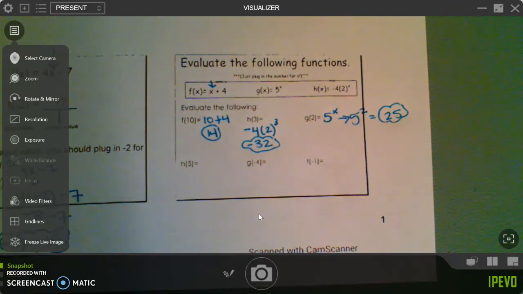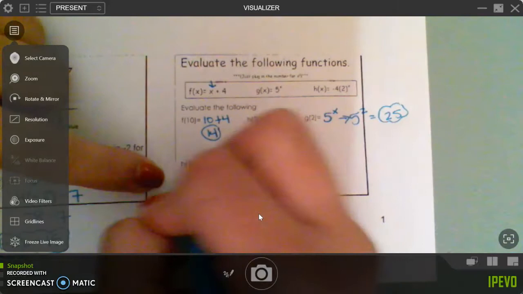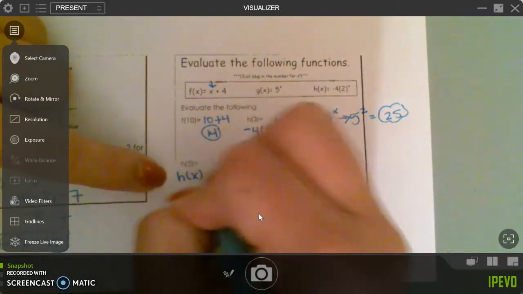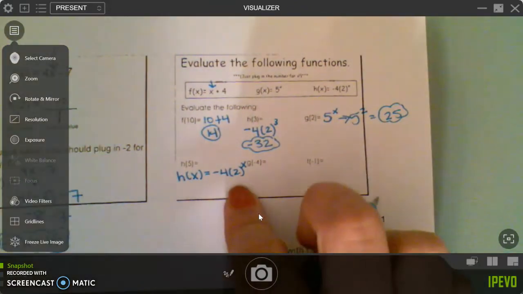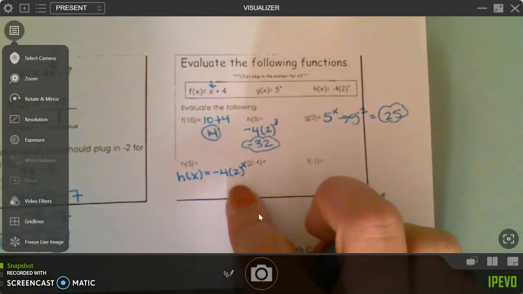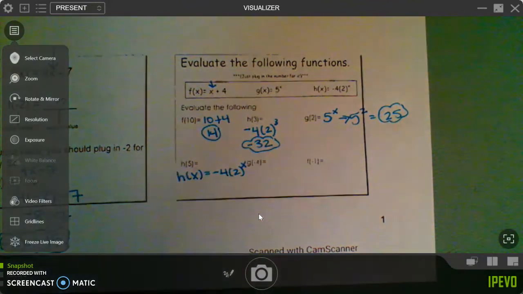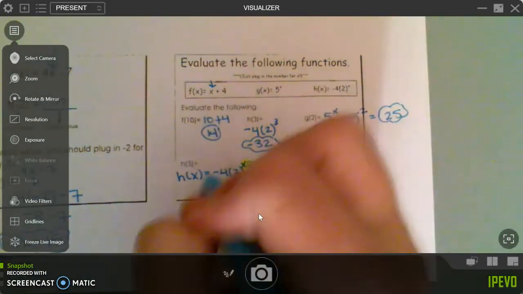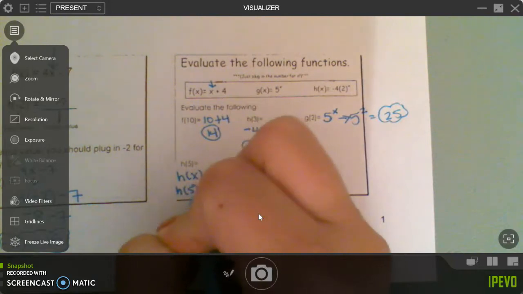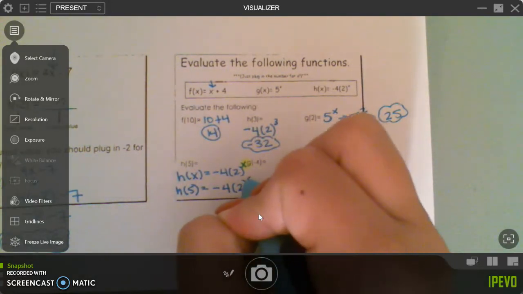Okay, so you should have tried the bottom 3 by now. So h of 5, so the h function, if you just look at h, this is your function for h. And we're plugging the 5 into the exponent. So that 5 is going up here in the problem. So it's going to be h of 5 equals negative 4 times 2 raised to the 5th power.